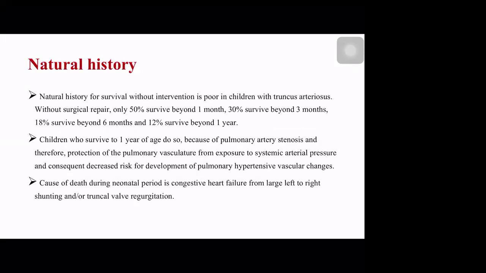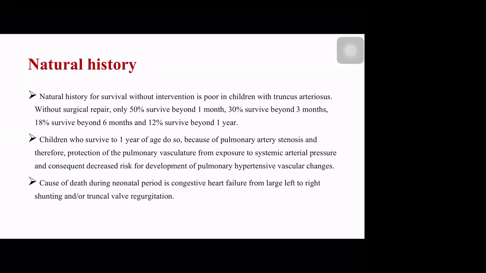So what about the natural history? Natural history for survival without intervention is poor in children with Truncus Arteriosus. Without surgical repair, only 50% survive beyond 1 month, 30% survive beyond 3 months, 18% survive beyond 6 months, and only 12% survive beyond 1 year. But children who survive to 1 year of age do so because of pulmonary artery stenosis, although it is very uncommon.